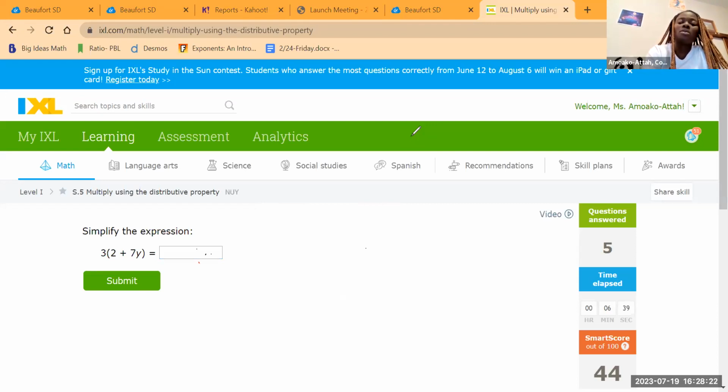All right, let's see. So this should be very easy for you guys to solve, right? So you are getting 6, because 3 times 2 here will give you 6, plus 3 times 7y will give you 21y. So 6 plus 21y. Right, guys, did you all get this one? Good. So now let's press our enter key. That is correct.